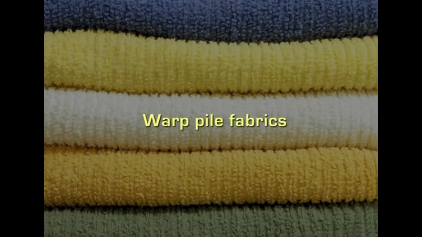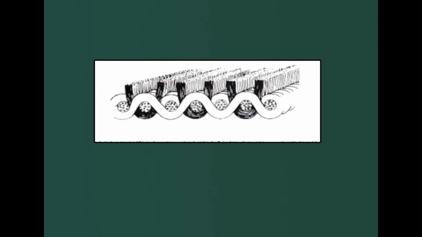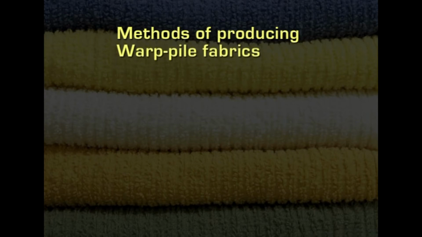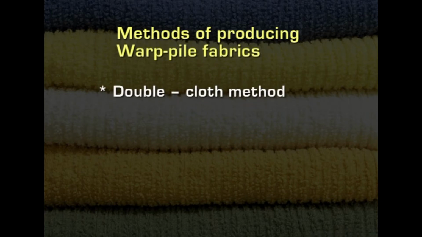Coming to the warp pile fabrics, these fabrics are produced by 2 sets of warp yarns and 1 set of weft yarns, because we need 1 set of warp and 1 set of weft for interlacing the ground fabric. And then the extra set which is used to make this pile is the warp here, and this warp will be placed on a different warp beam. There are different methods of producing the loops, and we can say that there are around 3 methods that are generally followed. One is the double cloth method.